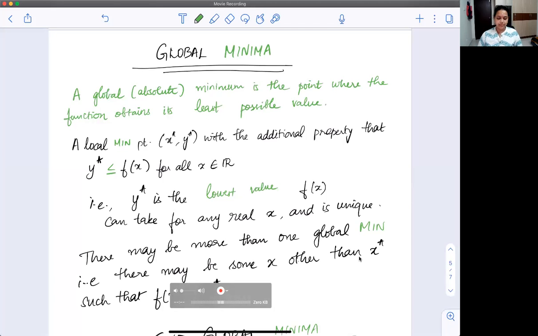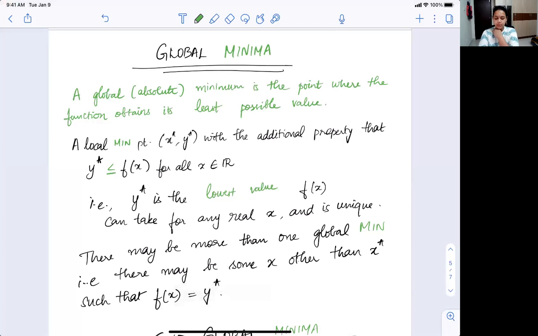Hi everyone. So in the previous video, we went over the idea of global maximum. So in this video, we will look at global minimum. Okay. So remember I told you that the global maximum is the point where the function attains its highest value. A global minimum is a point where the function attains its least possible value.